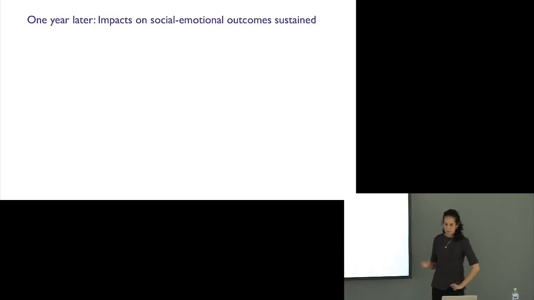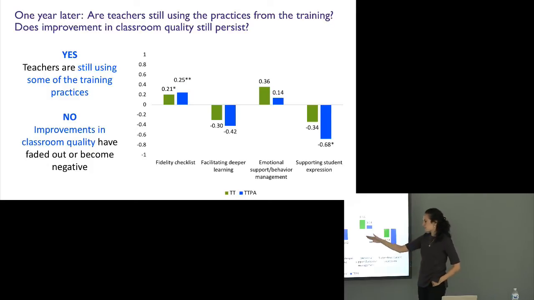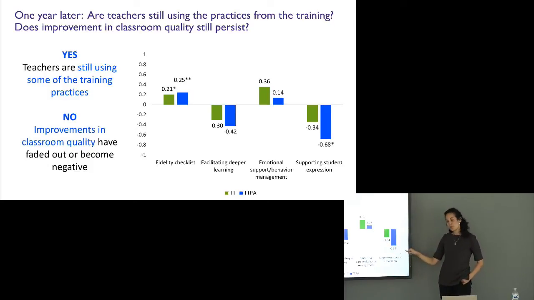And then here's the puzzling piece. None of these are different from zero except for supporting student expression with the teacher training and parent awareness condition. Now it's negative. So teachers are not only not doing that, they're actually doing less than the control group. So, we think something happened between the teachers and the parents that really caused teachers to pull back, and in a pretty major way, once the coaching and support was gone, they really seemed to counteract the training in that way.